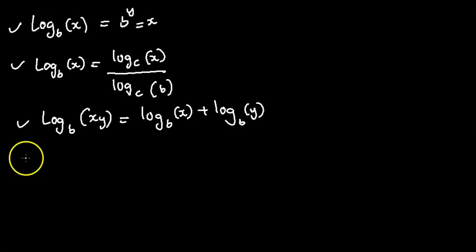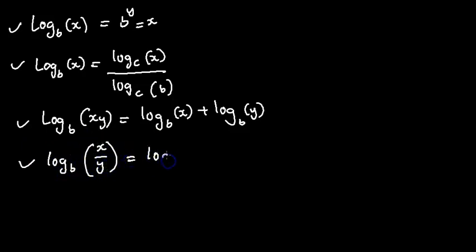What about the quotient rule? In the quotient rule, let's assume we are given log base b of x divided by y. This is simply going to be the log base b of x minus the log base b of y. When dividing two numbers, you can subtract the logarithm of the divisor from the logarithm of the dividend. First thing you need to do is to take the logarithm of x with base b, and subtract the logarithm of y with base b.